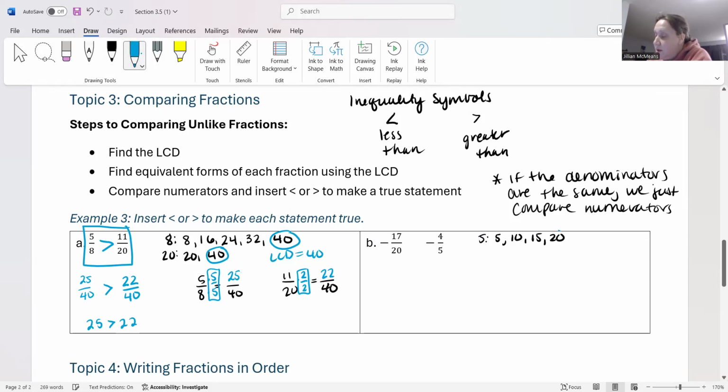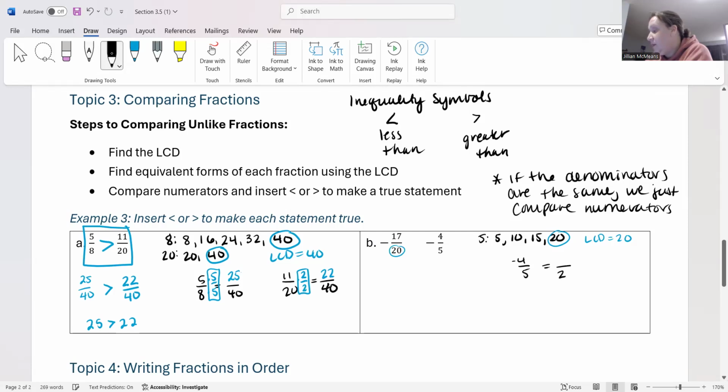Well, I notice that 20 is the denominator for the other fraction. So by default, 20 is the LCD here. Okay, so if one of your denominators automatically divides into the other, the bigger denominator is the LCD. So that's the case here. So we have our LCD. Now let's get our equivalent forms. So I don't need to rewrite negative 17 twentieths. It's already got the LCD as the denominator, but I do need to rewrite negative 4 fifths.